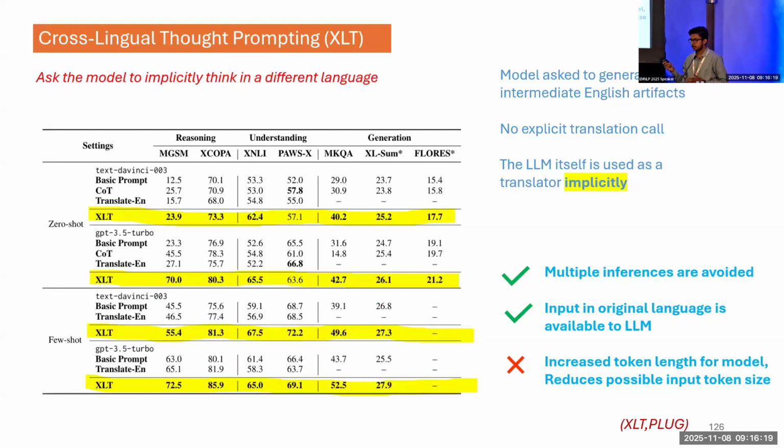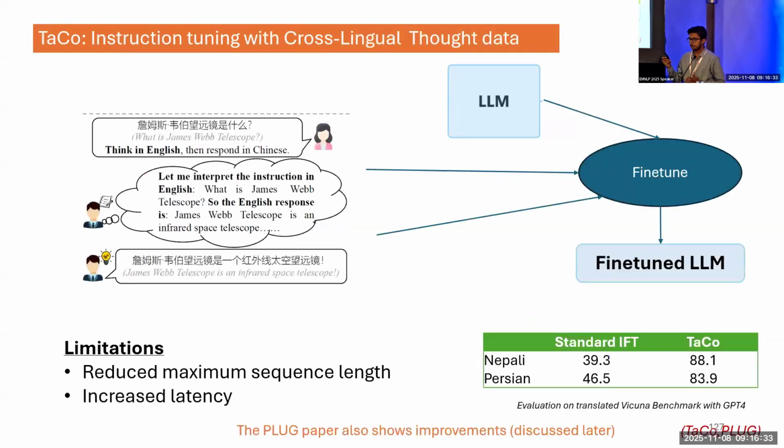Next, we saw this improving performance in the zero shot and few shot settings. So if you see the highlighted rows, it's performing better than the basic prompting and translating it to English. So now we saw this in the inference time case.